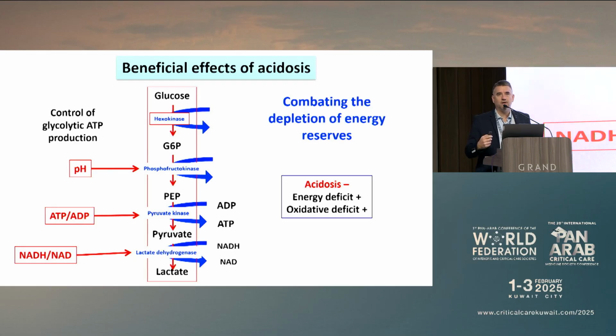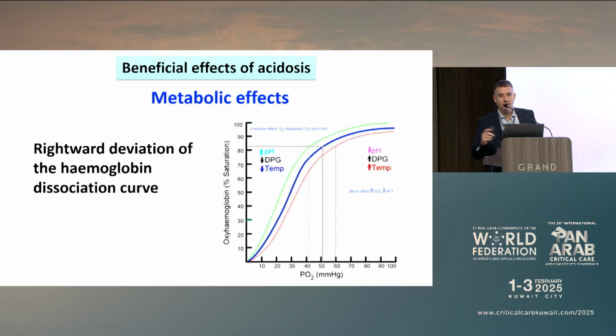As I said, acidosis is an adaptation to outside aggression, because you will decrease the depletion of energy reserves, and you will shift right the hemoglobin dissociation curve. You are able to give more oxygen to the peripheral tissue. It's a good thing for the organs.